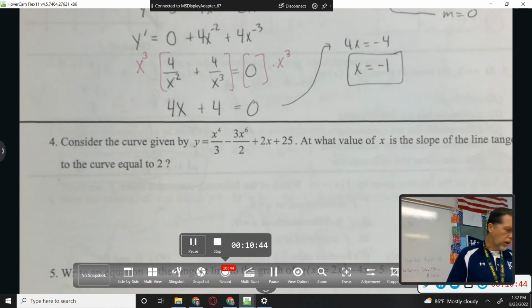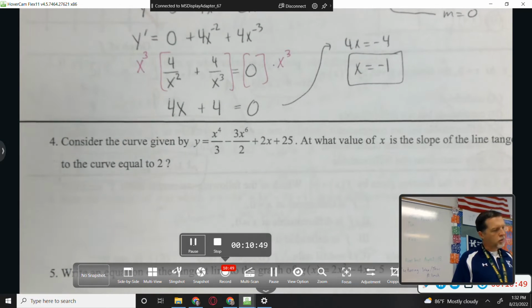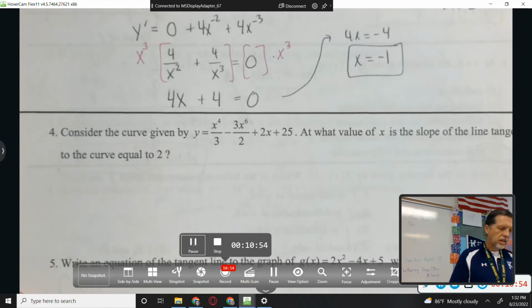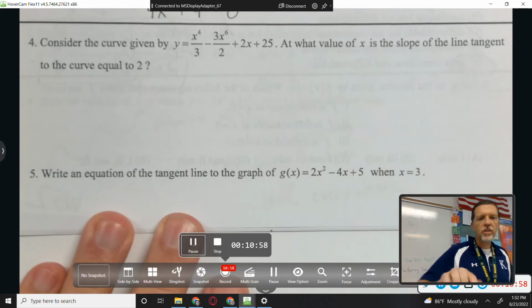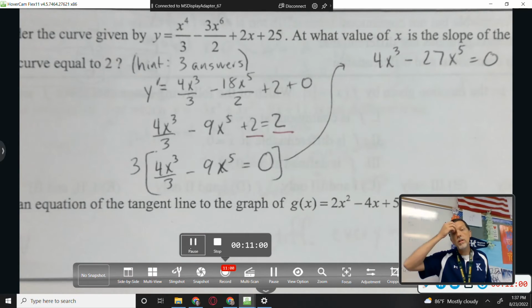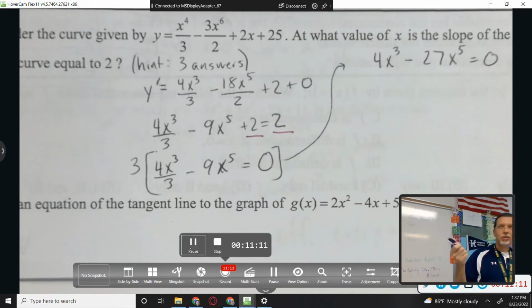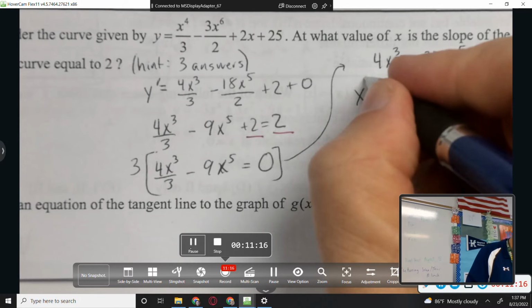Number 4. Consider the curve given by that. At what value of x is the slope of the tangent line equal to 2? Tell you what, why don't you see if you can take this one start to finish? What do you want to do next? Take some sort of root. Factor. So you were on the right track. What could we factor out? Factor out an x cubed.